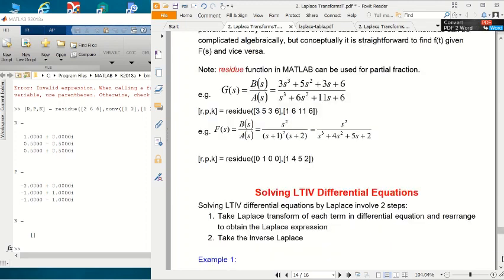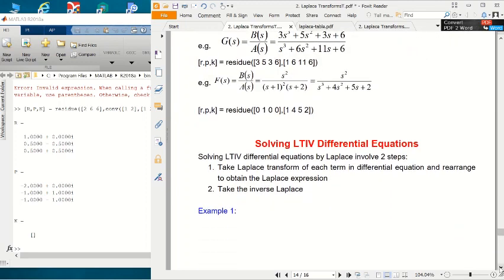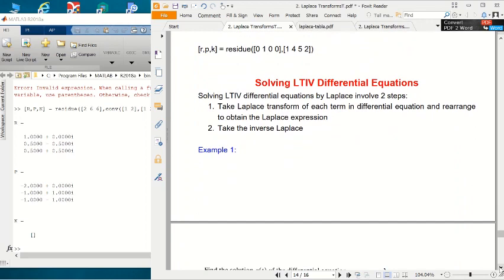Okay, let's see how we're going to apply the inverse Laplace to solve a linear time invariant differential equation. If you still remember, a differential equation represents a transfer function in time domain. So that means we can know the solution of the system response based on this inverse Laplace. So how do we want to do that?